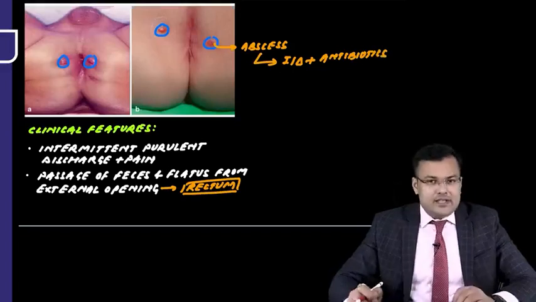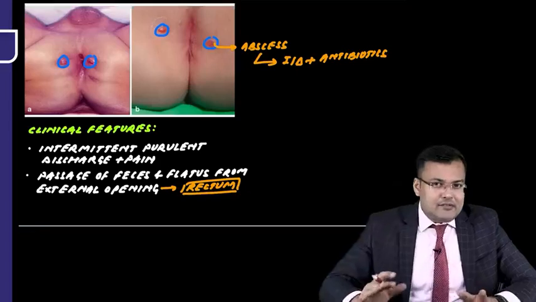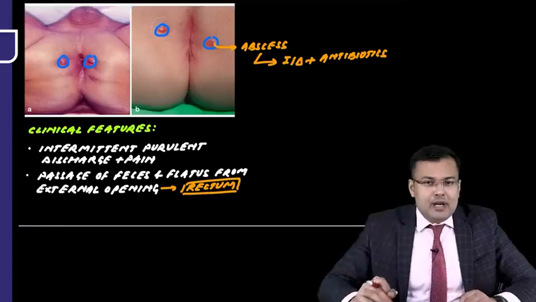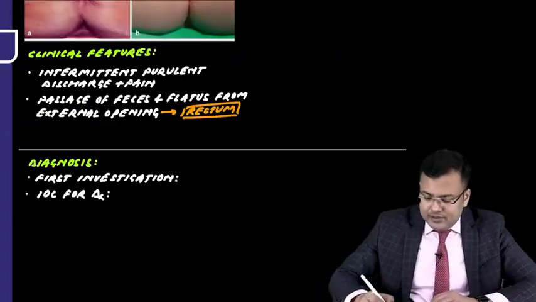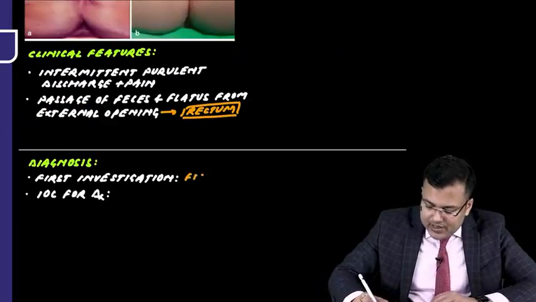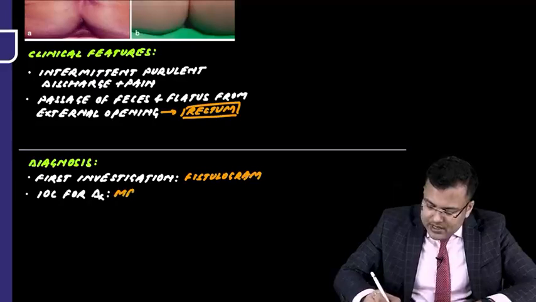Now coming to the investigations. In the fistula tract, you inject the dye. So the first investigation is fistulogram. But the investigation of choice for diagnosis is MRI. The first investigation in fistula in ano is fistulogram, but the investigation of choice for diagnosis is MRI.